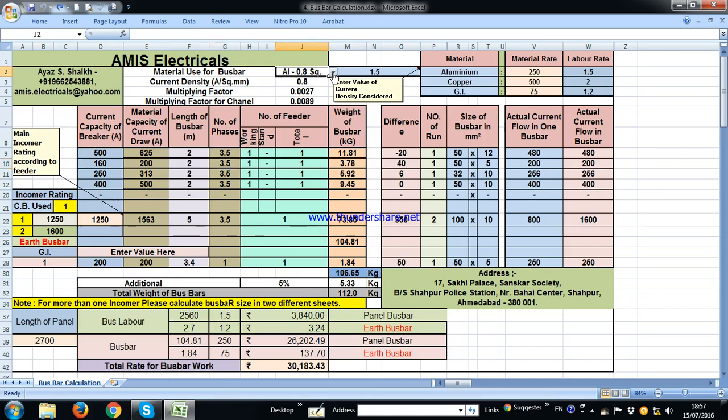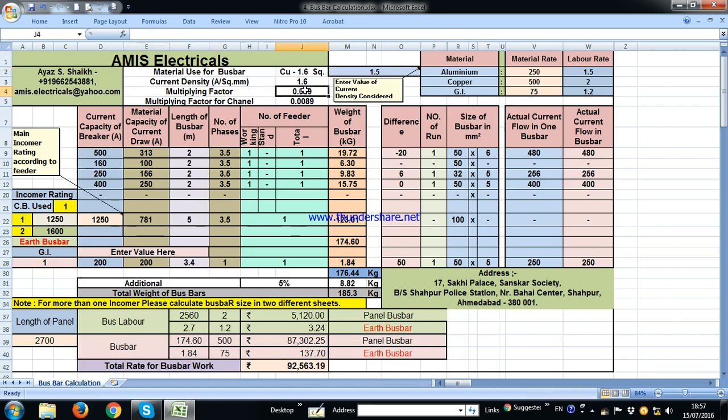Suppose we are using aluminium 0.8 square mm, and here the materials used for the busbar are aluminium 0.8 square mm current density, aluminium 1 square mm density, copper 1.6 square mm density, aluminium which has greater than 1 square mm current density, and copper. Current density is changed accordingly. Suppose we are using 1, then 1 for aluminium, and for copper 1.6, then 1.6.